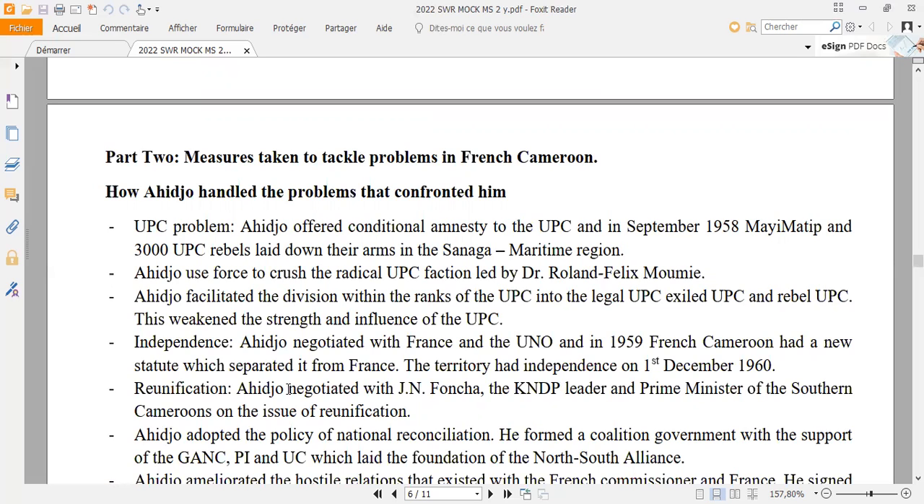Independence. Ahidjo negotiated with France and UNO, and in 1959, French Cameroon had a new statute which separated it from France.